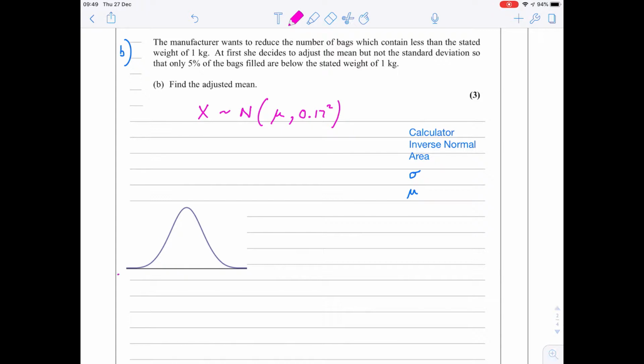So what we do here is we use the standardized variable z, and z has a mean of 0 and a standard deviation of 1, and we want 5% to be below this weight of 1 kilogram. So we try and find the z value that has 5% below it. So we put 0.05, 5% area from the bottom left hand end. Sigma is going to be 1, mu is going to be 0, and when we hit the equals button, that will give us the z value where 5% are below that value and 95% above. And when we put that into the calculator we get minus 1.645.